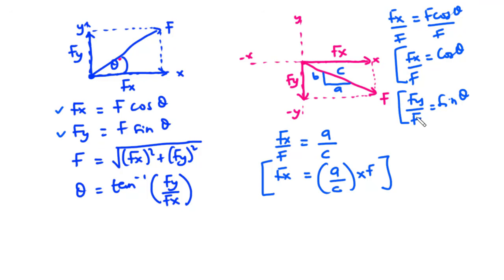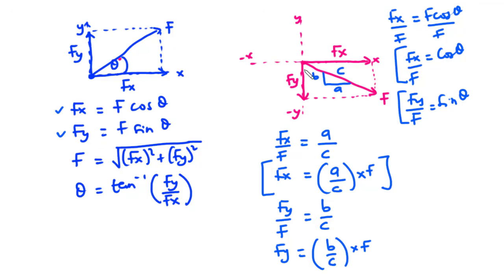Now let's do the same for Fy. So we have Fy divided by F, which is equal to, now Fy corresponds with B, so we have B divided by C. So we have Fy equals B over C times F.